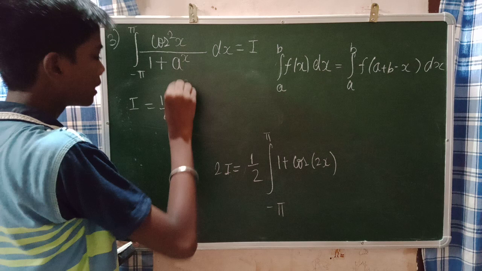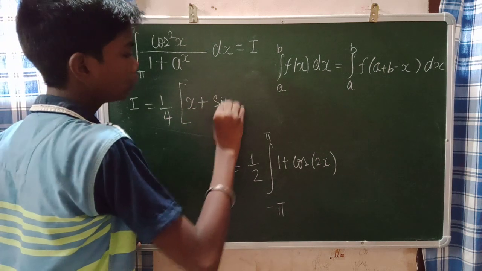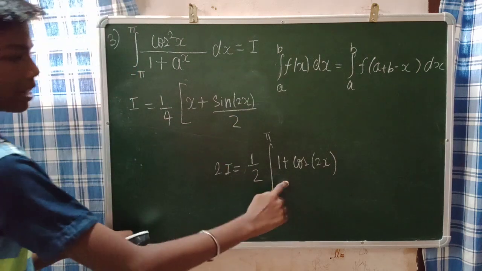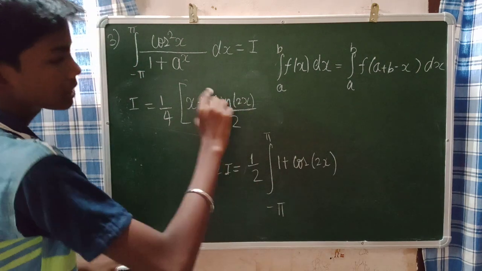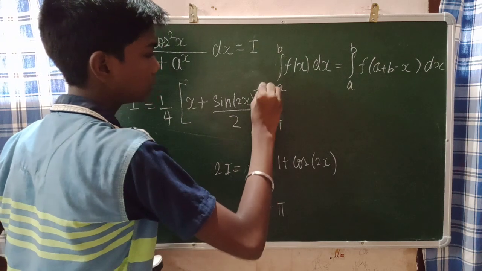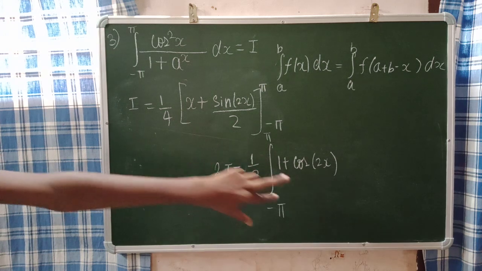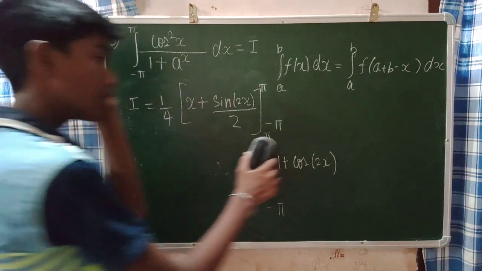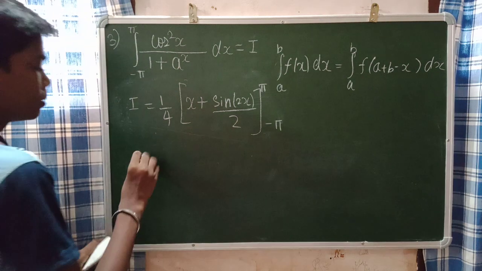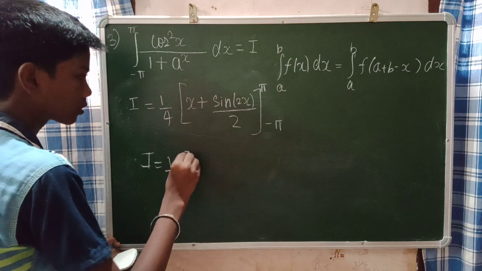Integral of 1 is what? x. Integral of cos 2x is what? sin 2x by 2. You should know these things already. I can't explain that, okay? So integral of 1 is x, integral of cos 2x is sin 2x by 2. Then the limits are from minus pi to pi. The limit solving method, that's all. Now I'll put the limits minus pi to pi. You're supposed to solve this limit. So I is equal to 1 by 4 into.